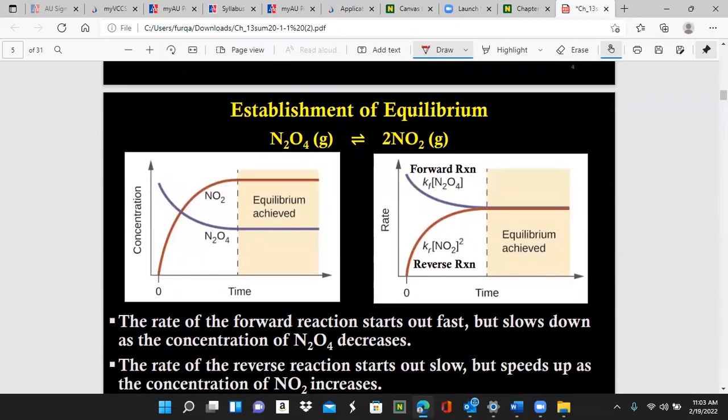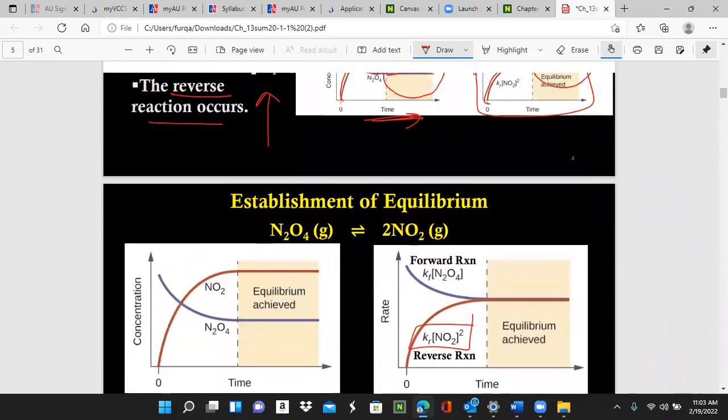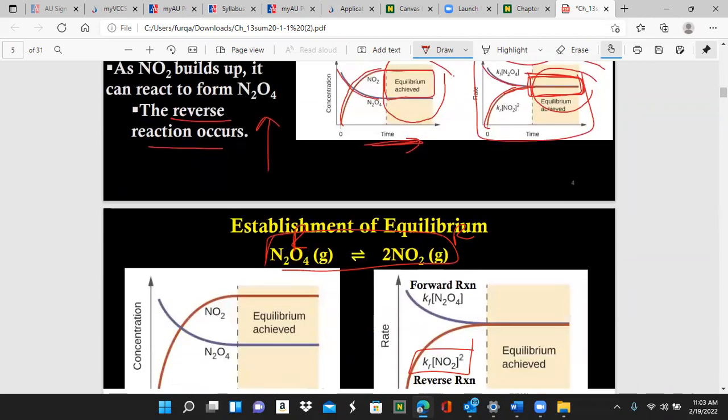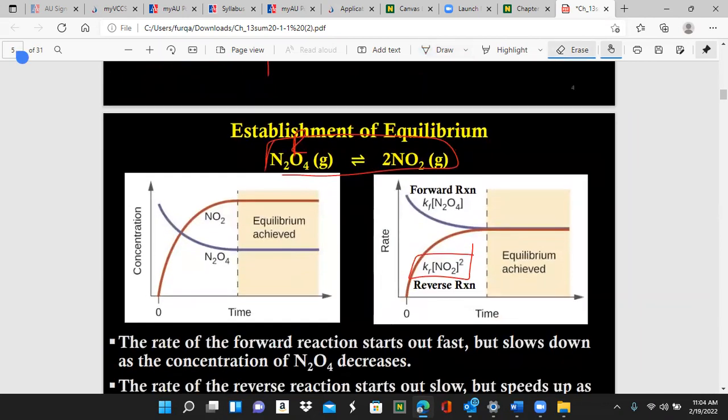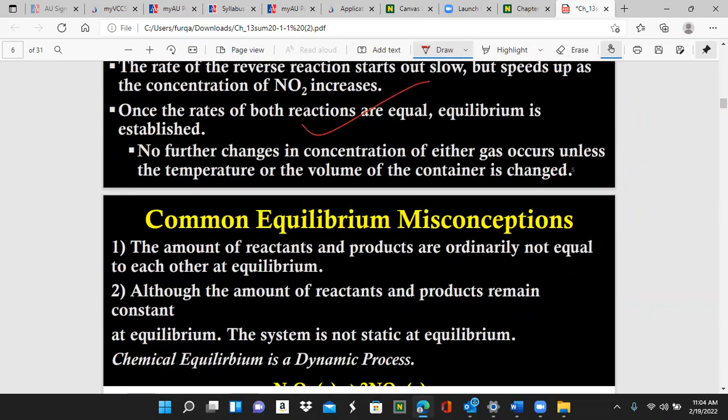So the establishment of equilibrium that we have just discussed is that C for the reactant and for the product, what is going on. This is the chemical reaction. I'm going to start with this. So that will be called the product at one point in the reaction time, the concentration versus the reaction rate. So this story is all written here.